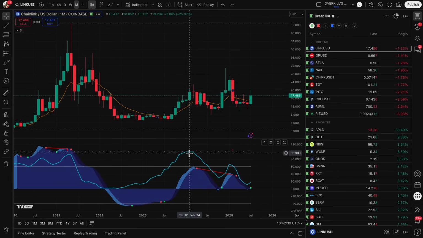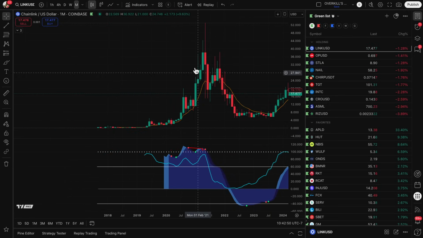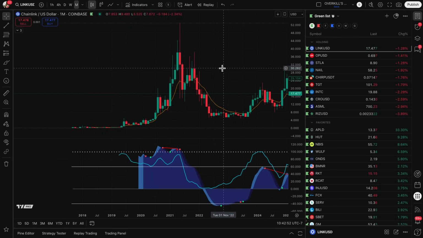You can see Chainlink did that back here in February. That was the top up there around 20. It sold off down here to $8. That was a 60% drop. Same thing over here. It got pretty close in this region up here at 40, 50 bucks.